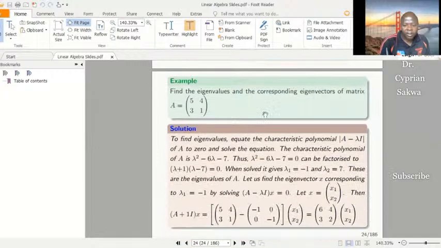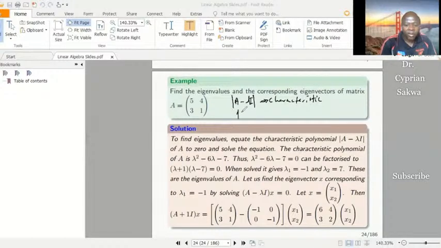Now let us begin from here. The question is, find the eigenvalues and the corresponding eigenvectors of this matrix. So I will continue from here. Remember, we say that we first of all get the characteristic polynomial, the determinant of A minus lambda I. This is the characteristic polynomial. And then after getting the characteristic polynomial, we would equate it to 0.